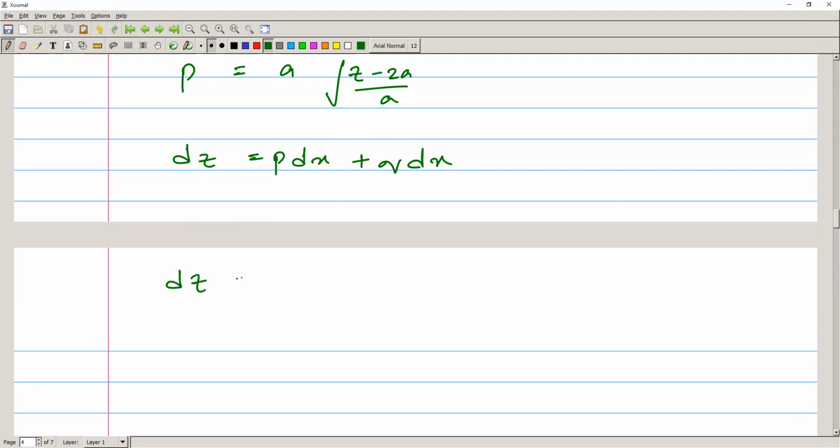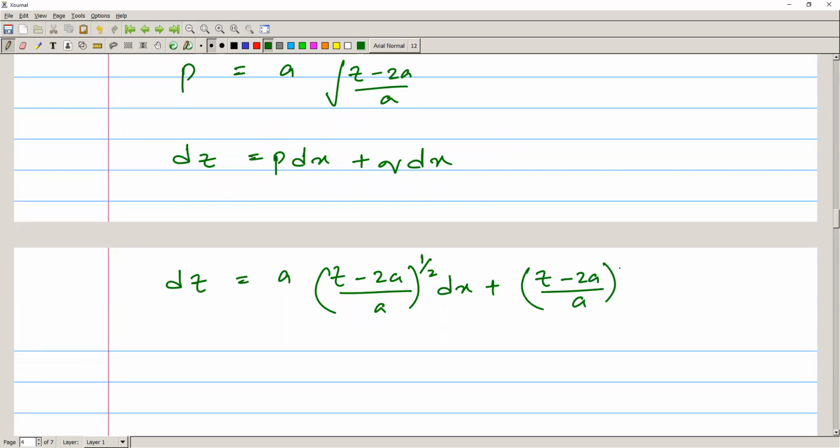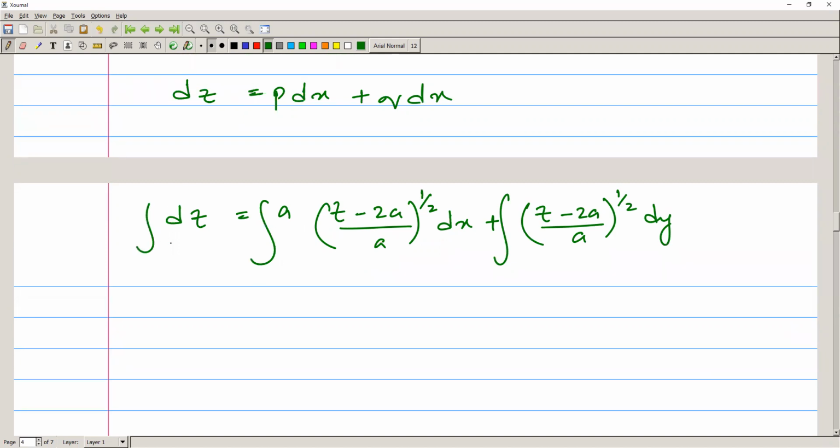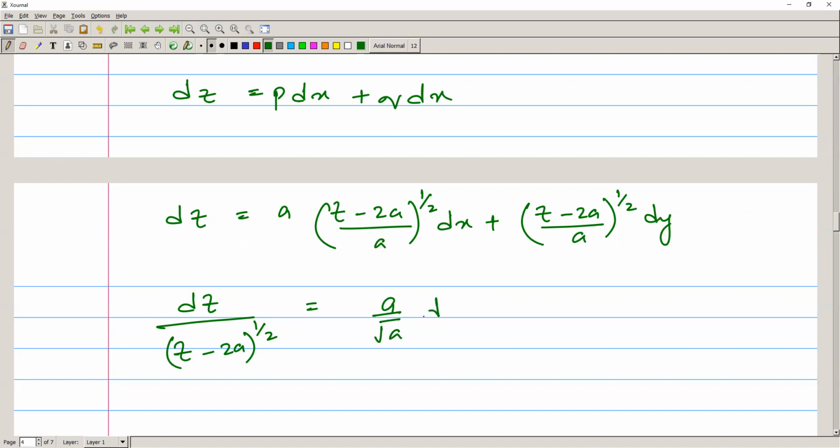So you can write dz is equal to a times (z minus 2a over a) to the power half dx plus (z minus 2a over a) to the power half dy. So we can integrate this function, but not yet. Why? Because z minus 2a is on the right hand side. First of all, we have to shift this to the left hand side, in order to make it compatible with its respective derivative. So let's do that. This will be dz divided by (z minus 2a) to the power half is equal to a over the square root of a dx plus 1 over the square root of a dy.